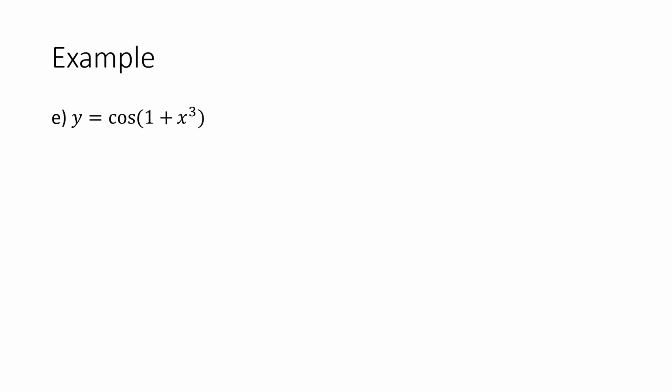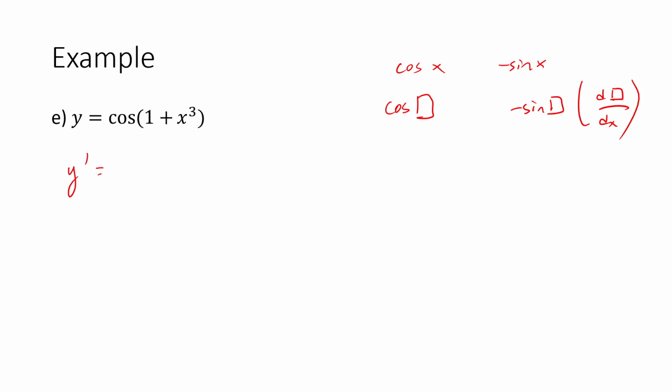Okay, for our next question, we have another chain rule opportunity here. Since the derivative of cos x is negative sine x, that would mean that the derivative of cos block would be negative sine block times the derivative of that block with respect to x. So in this case, we're given cos block. The derivative of that will be negative sine block times the derivative of the block. So the derivative of 1 plus x cubed using the power rule is just 3x squared.